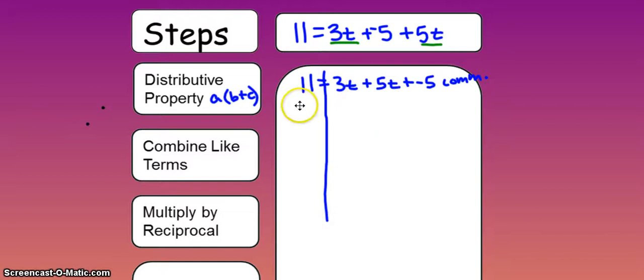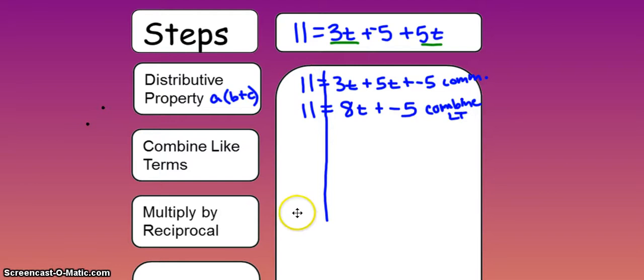Now we can actually combine like terms. So we get 11 equals this 3t plus 5t. If I have 3 t's, add 5 more, I'm going to have 8t plus negative 5. And that is combining like terms. Now it's just a two-step equation.